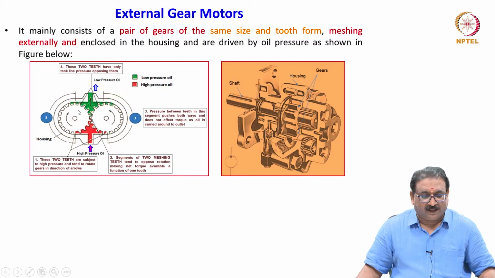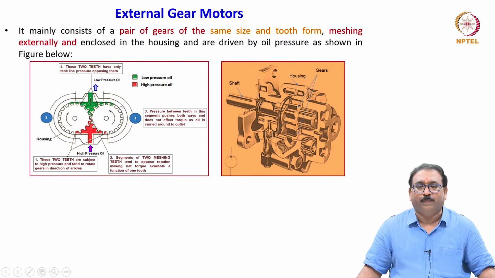Here, one gear is a driver gear, which is connected to the shaft. Here, we want the required torque with required speed. After rotating this, the fluid will exit from the outlet at low pressure, which is connected to the tank. The very important thing you will see here, friends, is how the torque is generated with the high pressure fluid at the inlet.